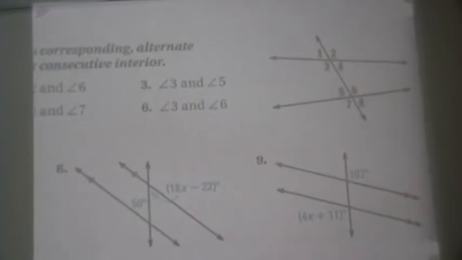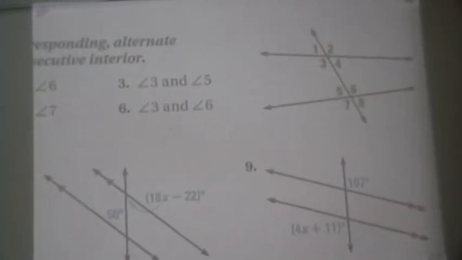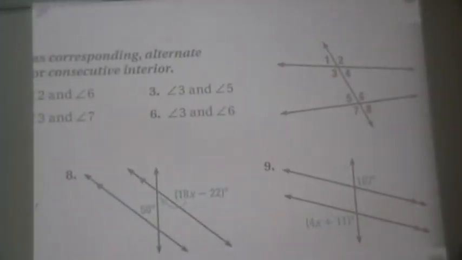Math on page 206. It says classify the pairs of angles as corresponding, alternate interior, alternate exterior, or consecutive interior. Okay, so the first one says 1 and 8. 1 and 8, they're on the outside, and they're alternating, one side of the transversal, then the other. So that's alternate exteriors. Number 2 says 2 and 6.